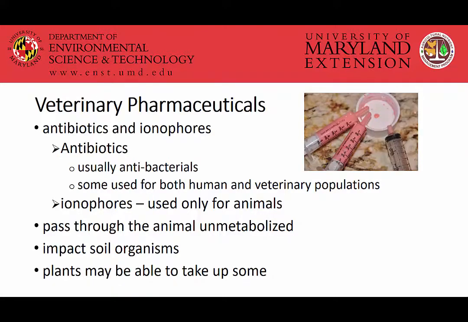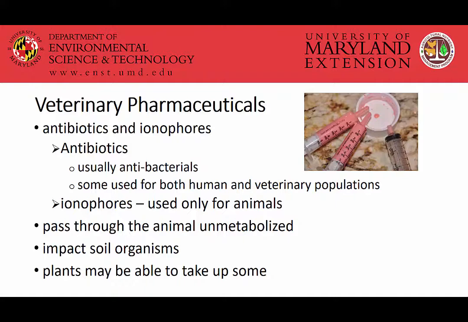Okay, so I'm going to talk about these because we use animal manures, and you probably realize that a lot of animals are treated with either antibiotics or compounds called ionophores. Now, from what I can tell, an ionophore is nothing more than an antibiotic that's used only for animal production. So, routinely used in many animal types. Lots of different families of antibiotics and ionophores. Many of them pass through the animal unmetabolized, so they come out in the urine or the feces in the same form as they were ingested.